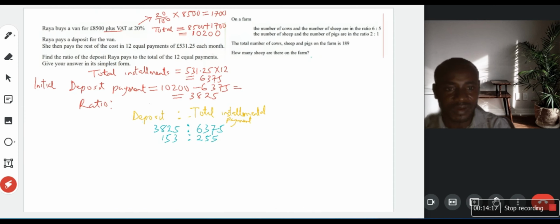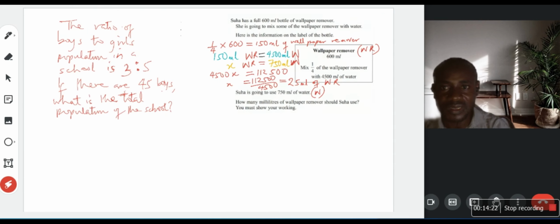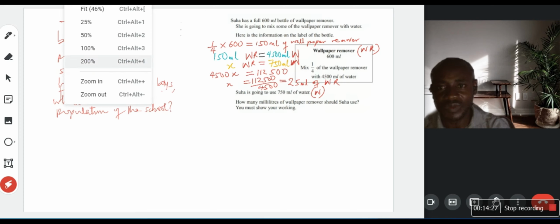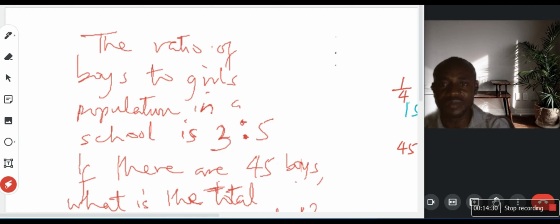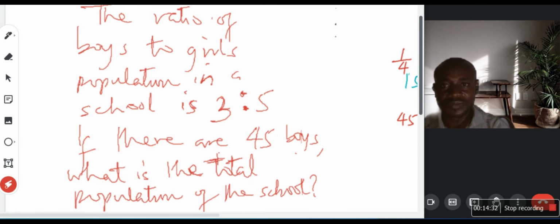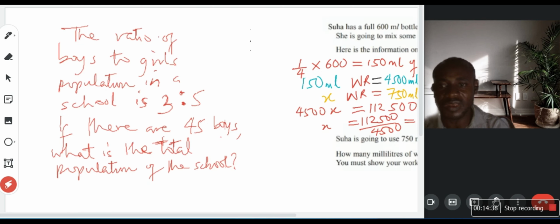Okay, which other example can we practice? Let's go to ratio, which is similar to what we have been doing. Look at this question. It says, let me zoom out a bit so that we can create space. The ratio of boys to girls in a population in a school is 3:5. If there are 45 boys, what is the total population of the school? There are many ways to do that. Ratio of boys to girls, 3:5.